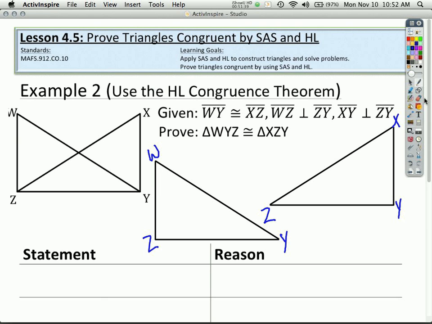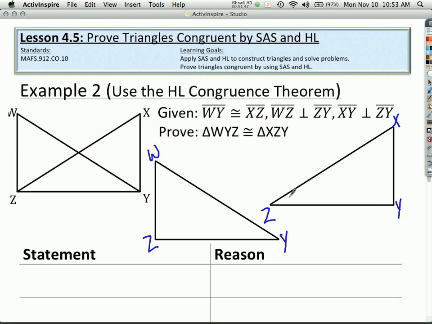But now we're given some information. We're given that WY is congruent to XZ. So we are told this. And that takes care of piece of evidence number 1, H. We need 2 other pieces of evidence. We need the leg congruent to the leg in the other triangle, and we need to show that they are both right triangles. Anyone have an idea on any of them? On either piece of evidence?